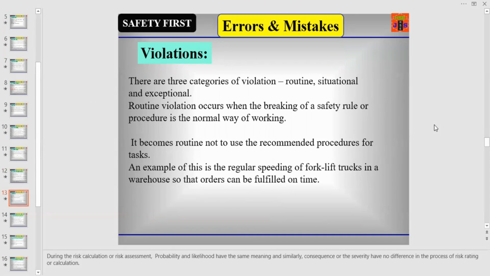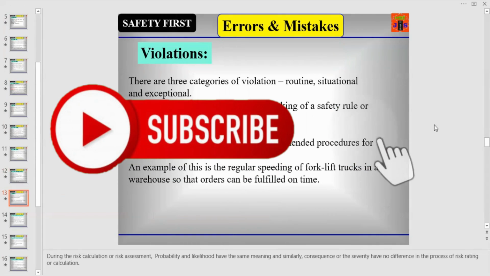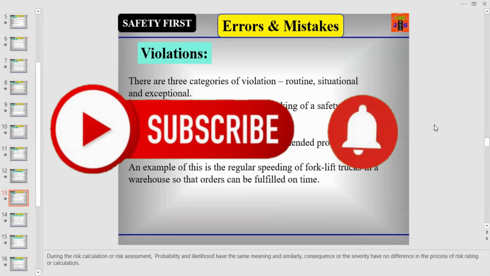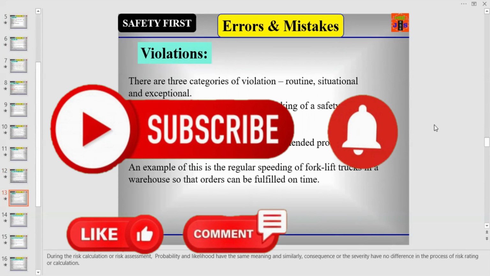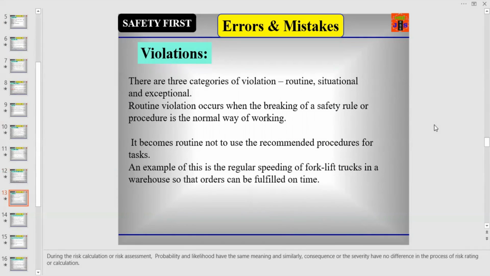After the discussion of errors, now let us see what are violations. There are three categories of violation: routine, situational, and exceptional. We'll discuss one by one. Routine violation occurs when the breaking of a safety rule or procedure is the normal way of working. It becomes routine not to use the recommended procedures for tasks.